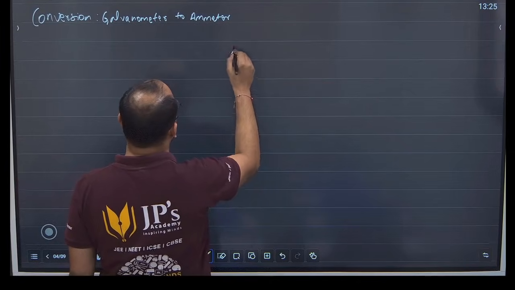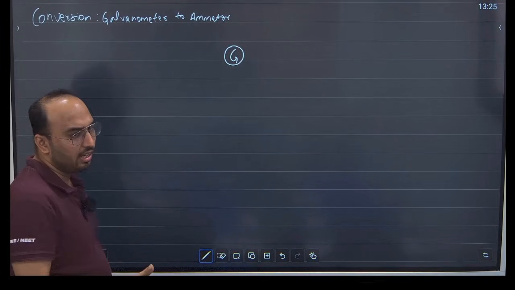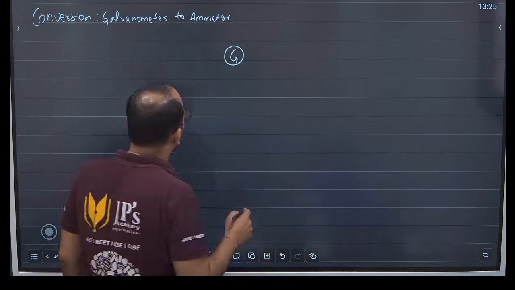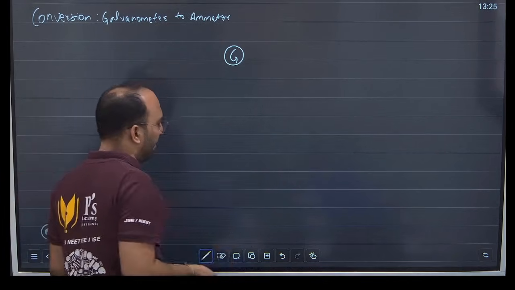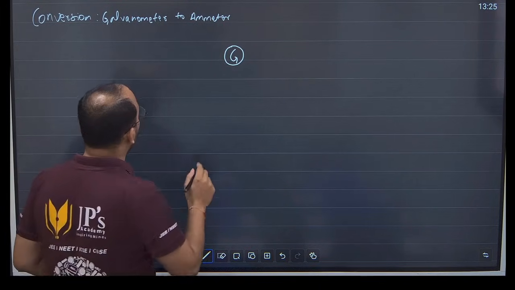Galvanometer is a current sensing device. Okay, and it can be used as ammeter or voltmeter depending on how do you want to use it. If you want to measure current, you will make it an ammeter, and if you want to measure voltage, you will make it a voltmeter. Okay, so how do you convert it?